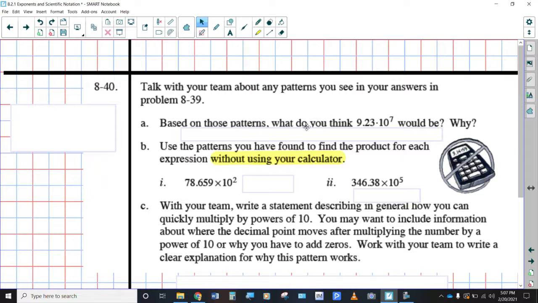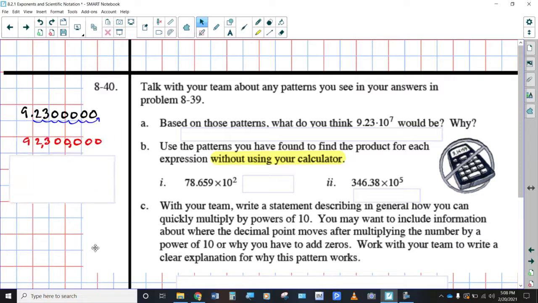Based on the patterns, what do you think 9.23 times 10 to the 7th would be equal to? Well, you're going to have to move it 7 places to the right, correct? So it's going to be 92,300,000. Okay. Without using a calculator, copy these guys down, move the decimal the appropriate number of places to the right, and declare your answer.